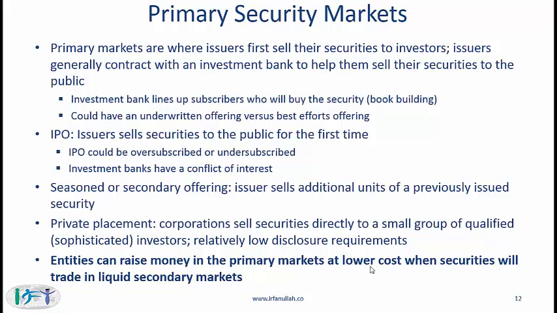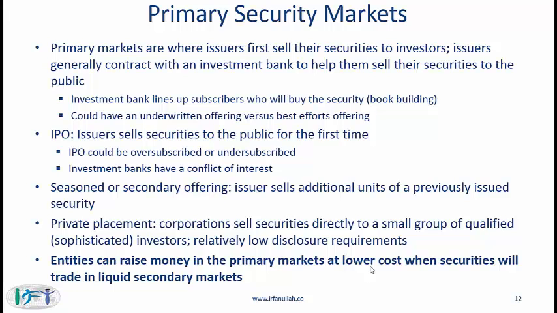Primary security markets. Primary markets are where issuers first sell their securities to investors. Issuers generally contract with an investment bank to help them sell their securities to the public. Investment bank lines up subscribers who will buy the security. This process is called book building.